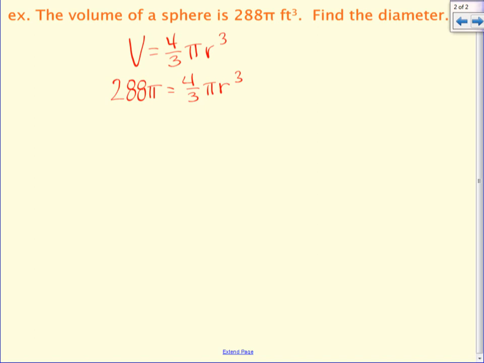First, what could we divide both sides by? Let's move this pi. Okay, so if we divide by pi on both sides, we're just left with 288 equals 4/3 r cubed. We're still trying to get r cubed alone, so we still need to divide on both sides. This time we're going to divide by 4/3. Which ends up giving us 216.